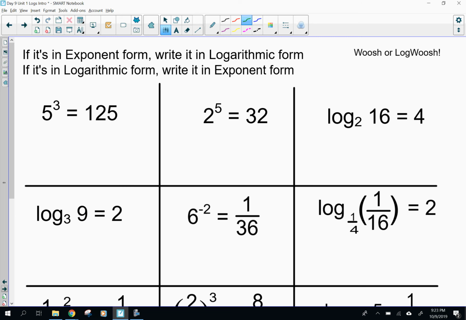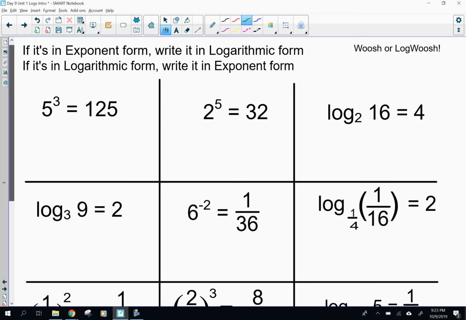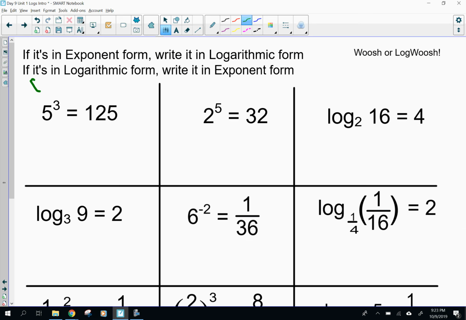All right, so here's a whole bunch of examples. We're just going to write them back and forth. If it's in exponent form, like this one and this one, we'll write it in log form. And if it's in log form, like this one and this one and this one, we'll write it in exponent form.